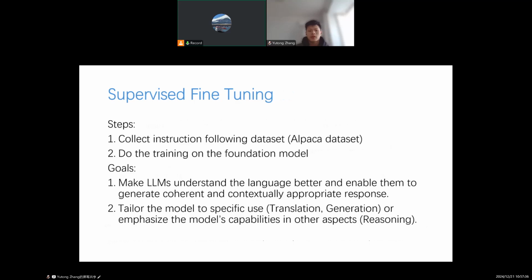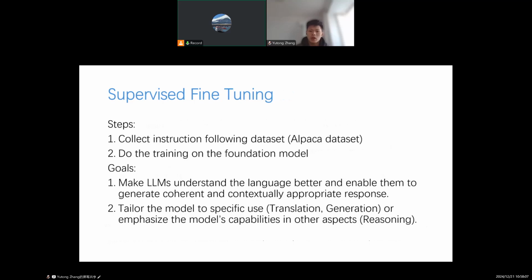So the next step of training an LLM is supervised fine-tuning, right? It consists of two steps. The first is to collect an instruction following dataset. For example, researchers from Stanford University constructed a dataset called the Alpaca dataset, in which we have some instruction following samples, and they want to train the model to follow instructions.